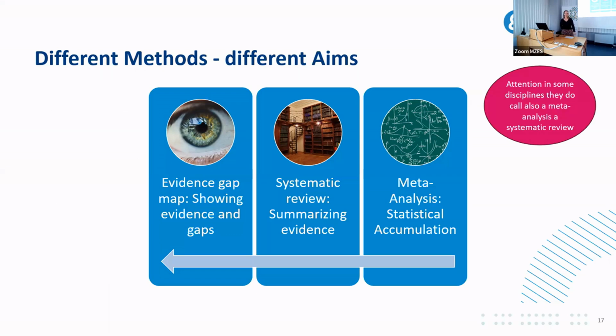However, this is how we use this terminology in social science, but for instance, in other disciplines such as economics, they call everything, or basically everything, a systematic review and make the point of quantitative or qualitative systematic review. So they don't call it a meta-analysis in general.